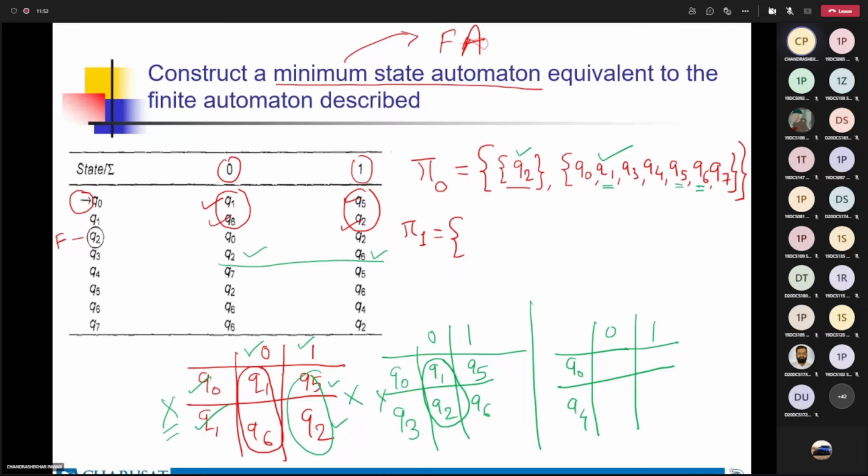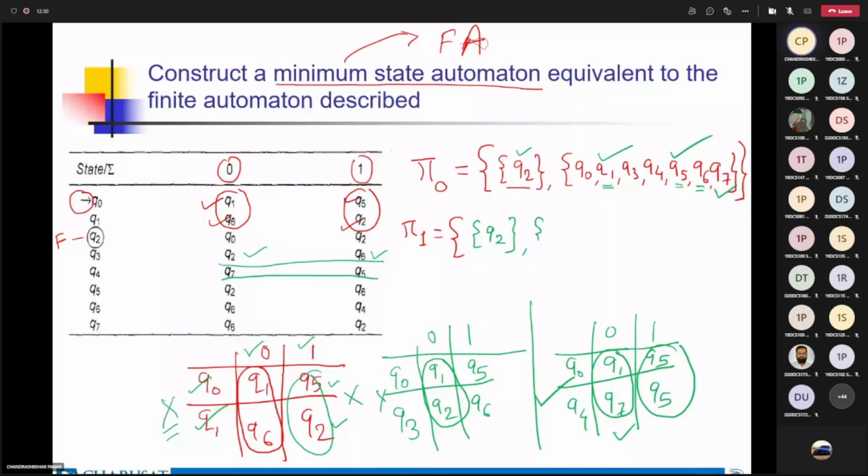So Q0, what is the transition? Q1 and Q5. Q4 transition is Q7 and Q5. So Q1 and Q7. Q1 is here, Q7 is here, within the one set. So no problem. Q5 and Q5 within one set. So they are equivalent. Q0 and Q4 are equivalent. So here we write down Q2 as it is because we cannot bifurcate this set. Only one element is there.